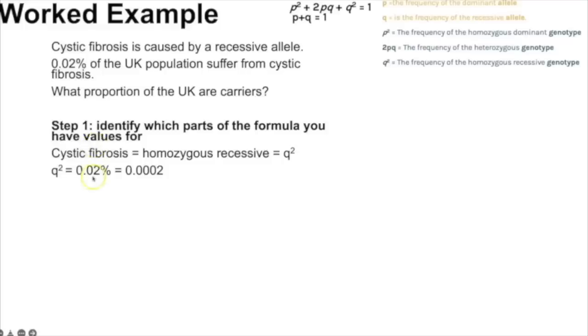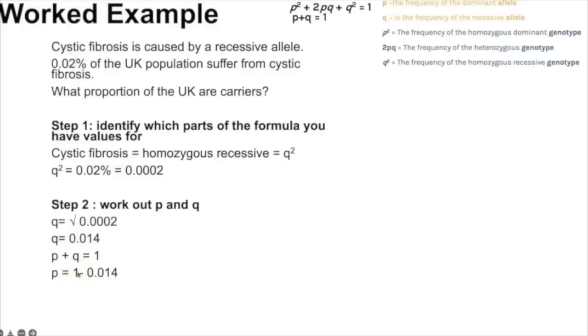0.02%, but we can't leave it as a percentage because in our Hardy-Weinberg equation, we say that the total equals 1, not 100. So it's not as a percentage, we need it as a decimal. So we divide that by 100 to turn it into a decimal. Next then, we work out p and q. So if we have q squared, that means we can work out q by square rooting that value. So there is our q value. And if you have q, we can then rearrange that second equation, making p the subject, and it would be 1 minus q. So p is 0.986.